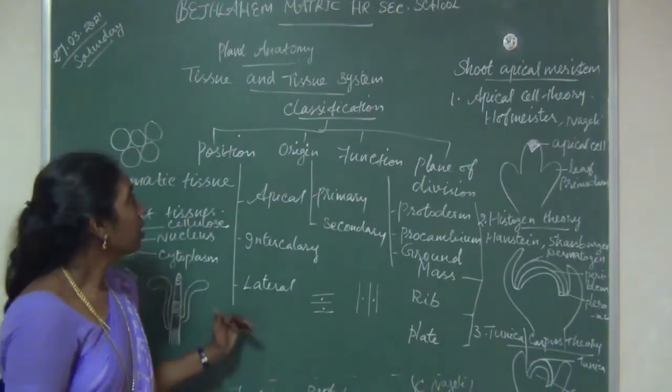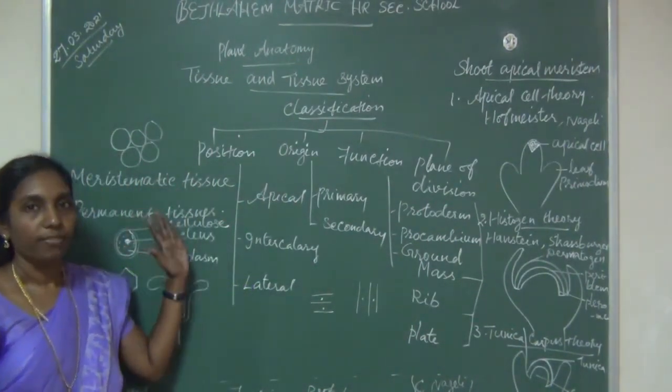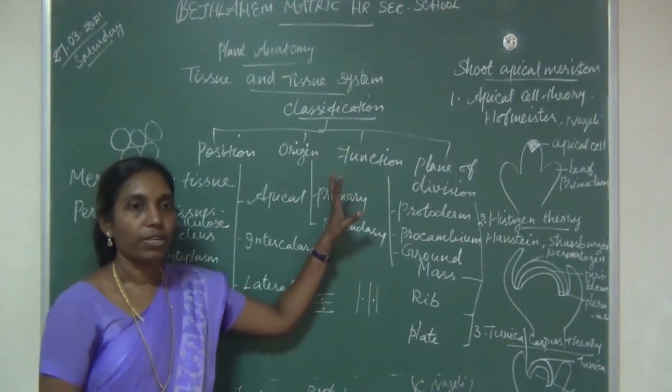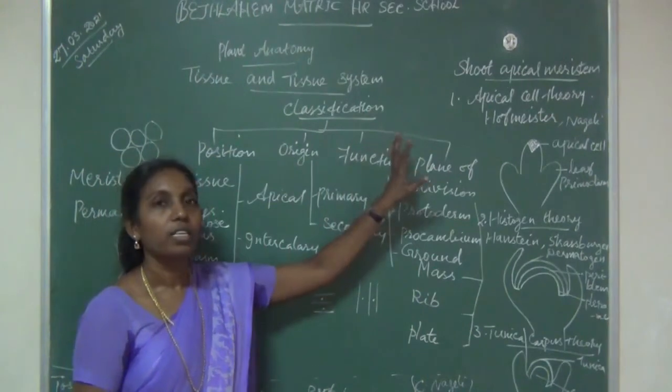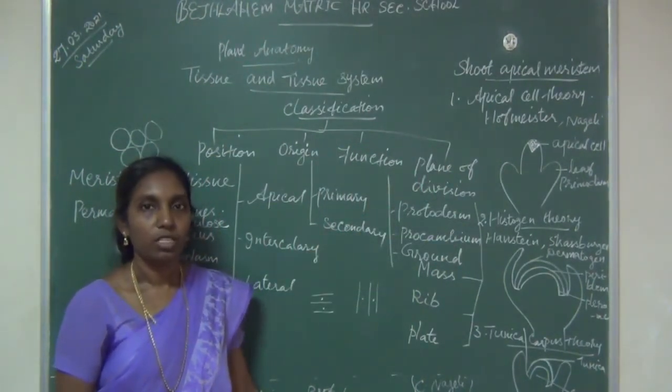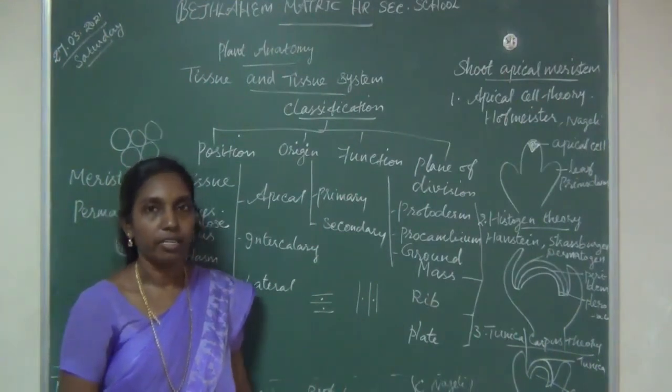So today you learned the definition and characteristics of meristematic tissue, then the classification of meristem, and finally the theories of shoot apical meristem. Learn all these questions and draw all the diagrams in your notes.